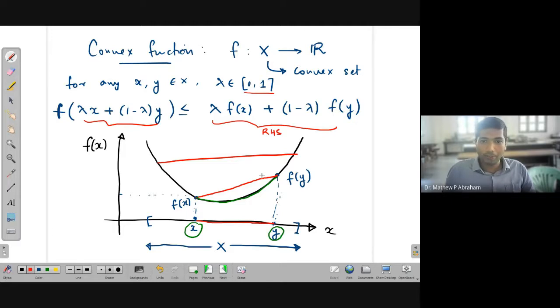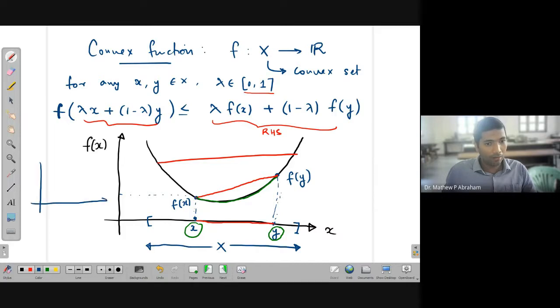So from this case, you can clearly see that there is no problem of local minima. If the function is a convex function, every local minima will be a global minima.